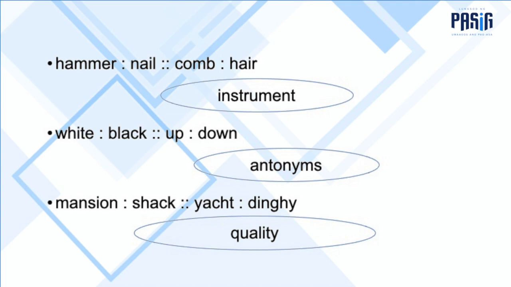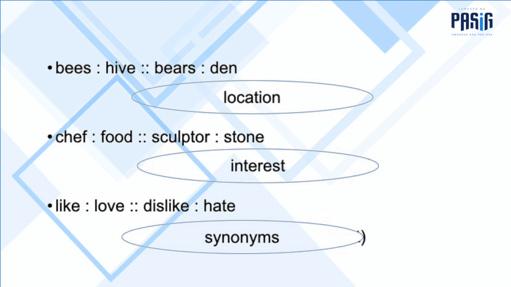While the analogy mansion is to shack as yacht is to dinghy shows quality. The next pair of analogy is bees is to hive as bears is to den. The relationship of these pairs of words is location. Bees stay in the hive while bears live in their den. Another is chef is to food as sculptor is to stone. It shows interests or skills, while like is to love as dislike is to hate shows a synonymous relationship.